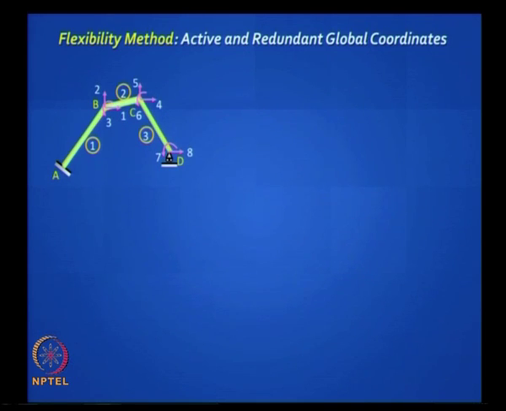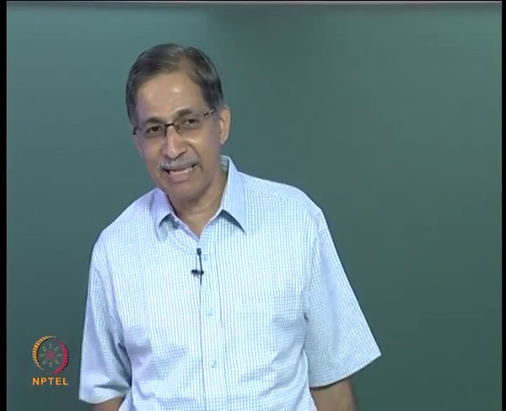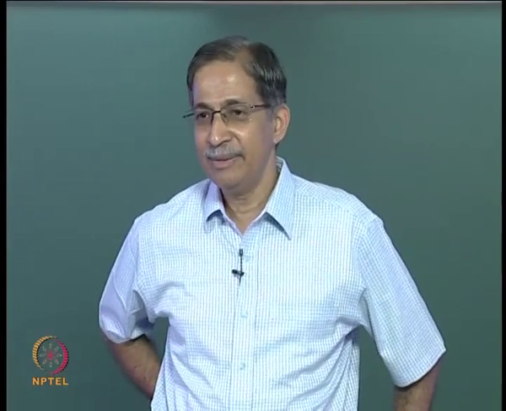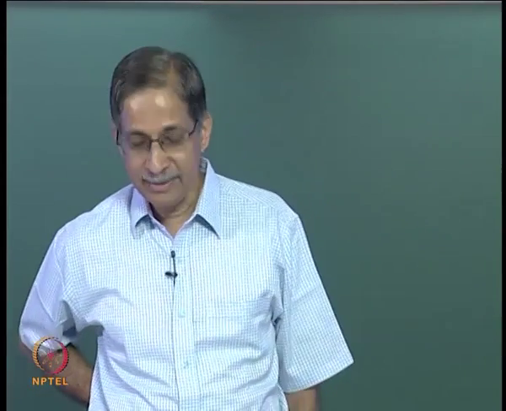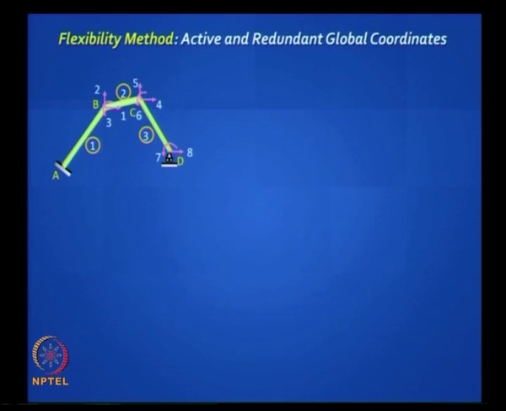The first problem you will notice, the main difference between flexibility and stiffness method, is that even at the global coordinates level, you have to be careful. Why? Because here you have a choice of redundants. Now this particular structure, is it statically determinate or indeterminate? Indeterminate. What is the degree of indeterminacy? 1. Which would you like to choose as a redundant?